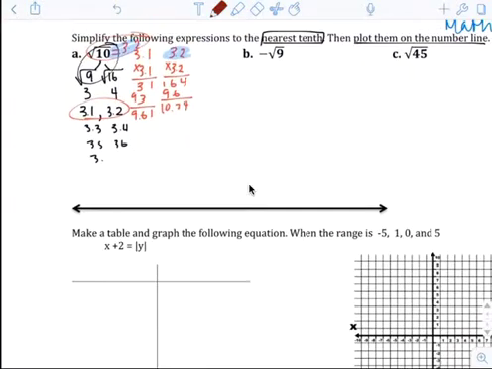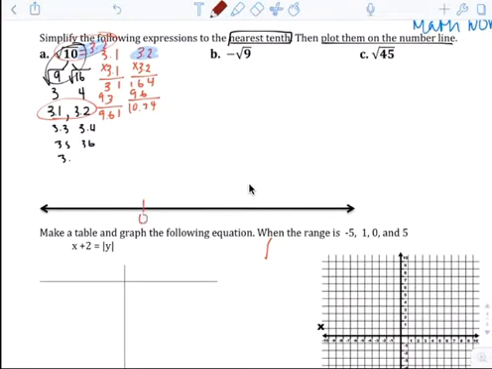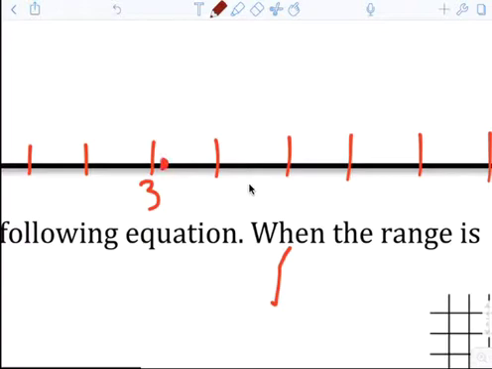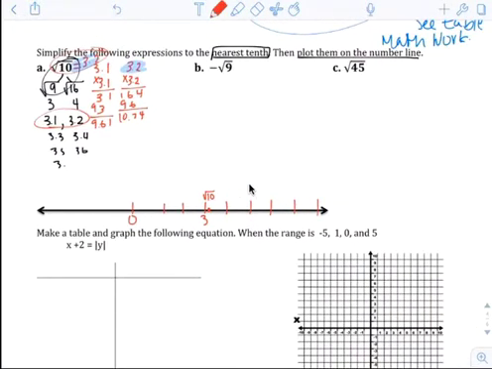So the square root of 10, I think I put a 0 here for you guys: 1, 2, 3, 4, 5, 6, 7. Something like that. So 3.2 is right there, and then you put the square root of 10 on the number line. And negative square root of 9 is negative 3: negative 1, negative 2, negative 3 right here. That's the negative square root of 9.